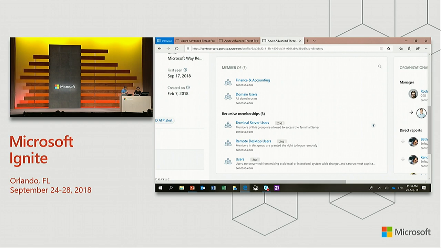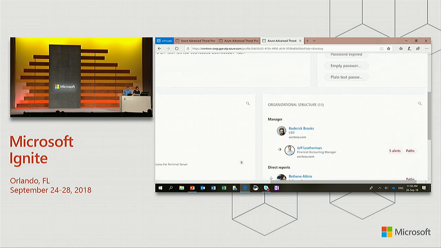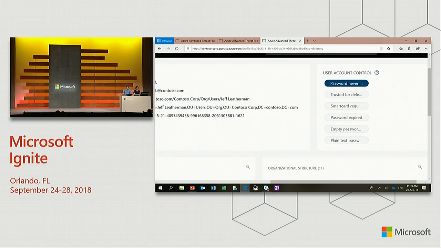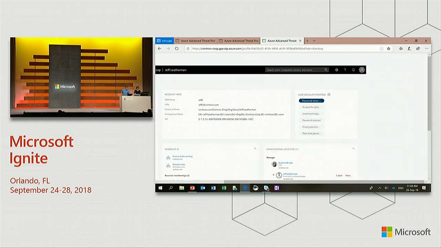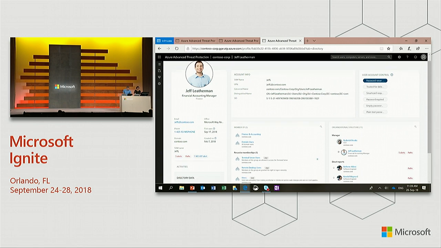Let me click on directory data and see whether we get something helpful here. So we can see some more information about Jeff. We can see exactly what groups Jeff is belonging to. So we see he's a part of finance. He's not a very sensitive account. I'm not sure how much we'll get out of Jeff. We can see the organizational structure and some more information about how the account is currently configured.